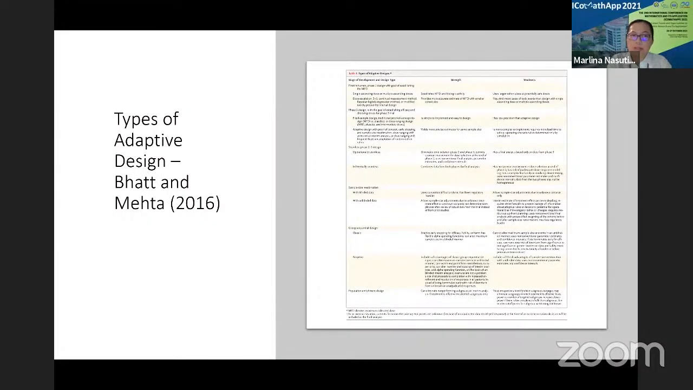And there are even some authors, including Bhatt and Mehta, who have tried to categorize the adaptive design. This is something that you can look at in the article. This is a very nice summary. So you can see that again, it is really broad. It's from the early phase up to the late phase of the clinical trial process.